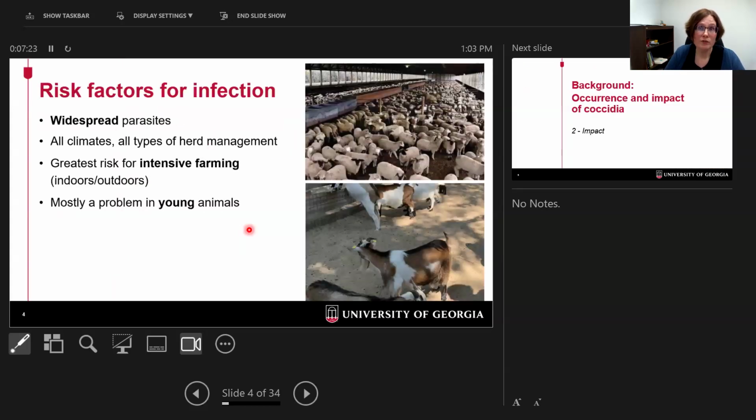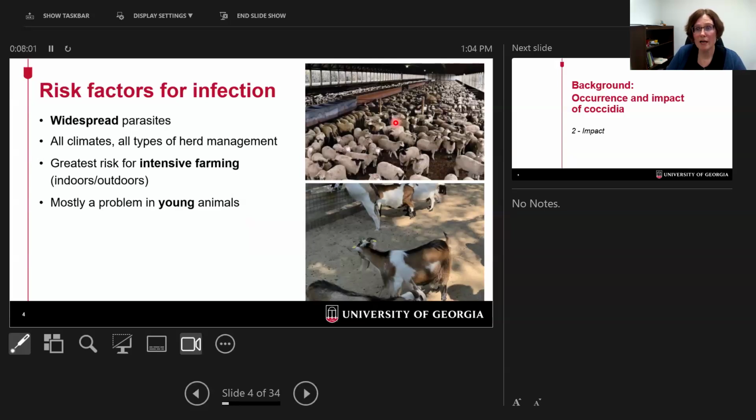Risk factors for infection are manifold, and as a rule of thumb, we see coccidia everywhere. You would know that coccidiosis is an important topic all over the country and all over the world, actually. So we see it in all climates and all types of herd management, though the biggest risk is intensive farming. If you look at the upper picture, if you have a bunch of animals closely together and housed at a high density, that gives, as for many diseases, a good opportunity to transmit it between individual animals. So this is where we would see the biggest risk.